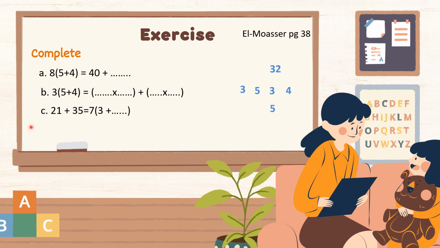You can see this is the distributive property. 21 is 7 multiplied by 3 and 35 is 7 multiplied by 5. Now D, 18 plus 6 equals 6 between brackets, complete the space. Who can tell me the answer?